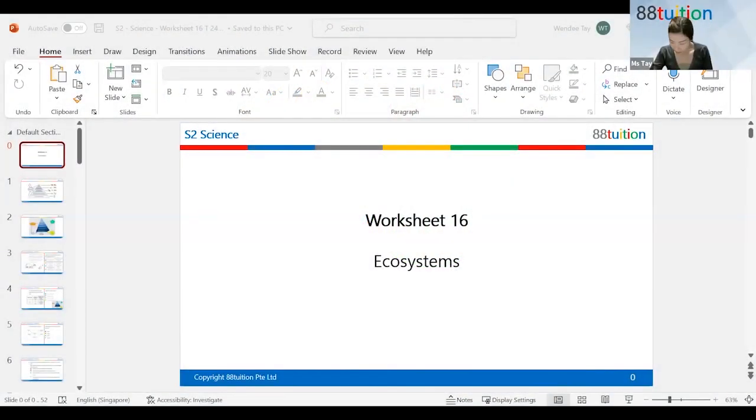All right. Can you see my worksheet here? If you can see my screen, let me know. Okay, let's do this now together.